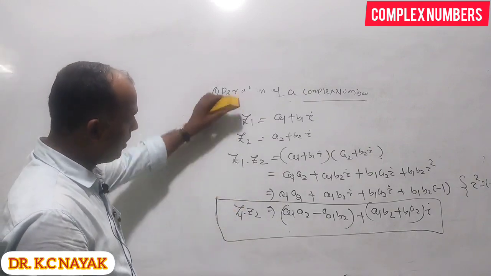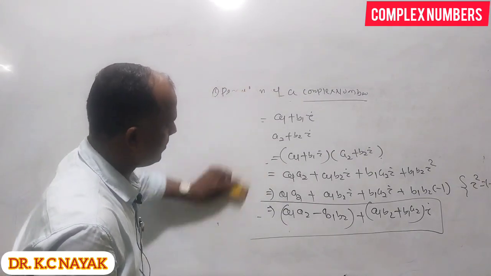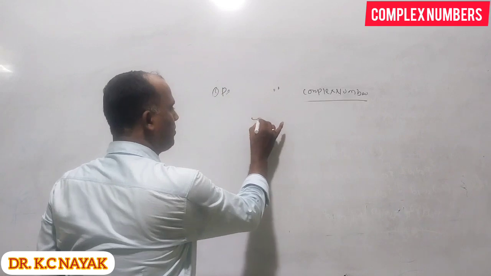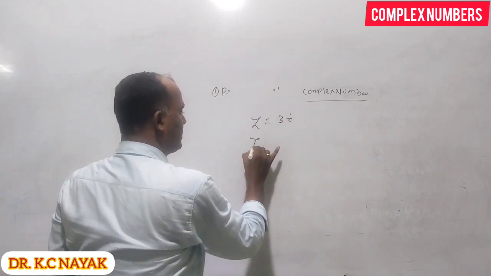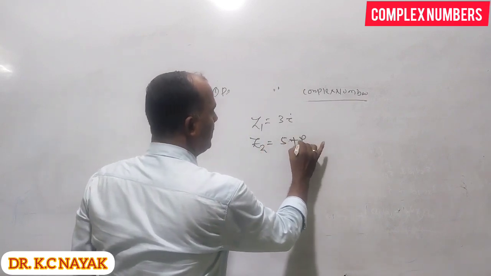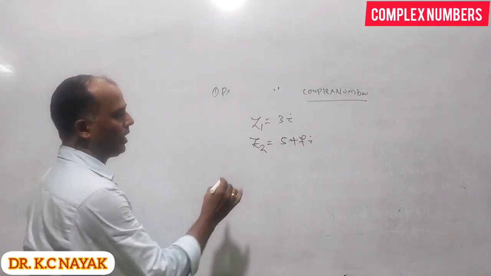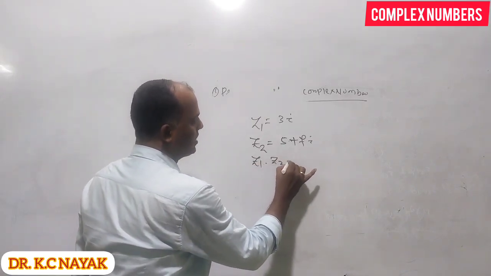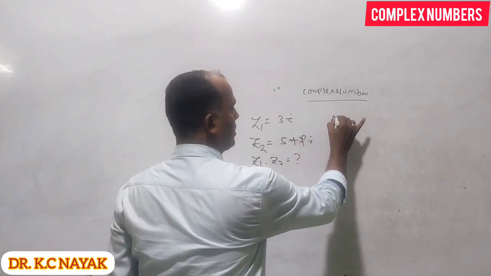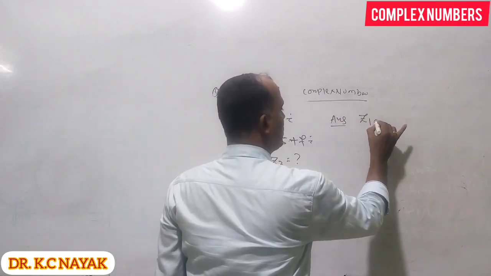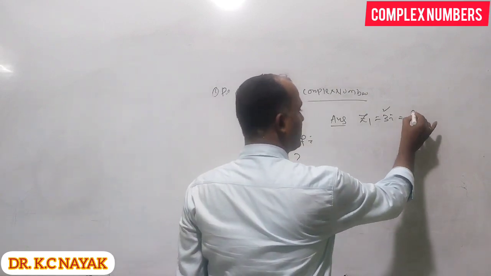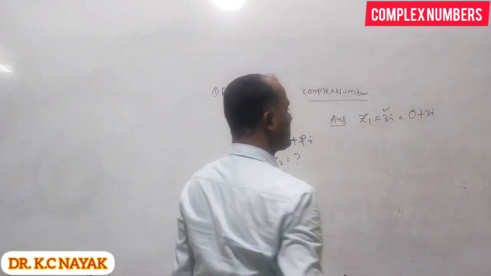Let us go for an example. Suppose I have a complex number z1 is equal to 3i, z2 is equal to 5 plus 7i. What is the value of z1 into z2? Answer. First, z1 is equal to 3i. That means it is a purely imaginary number. We convert it into a complex number. That means the real part is equal to 0, the imaginary part is equal to 3i.